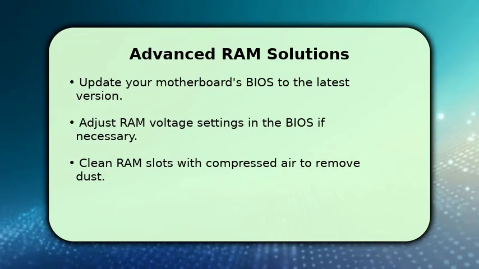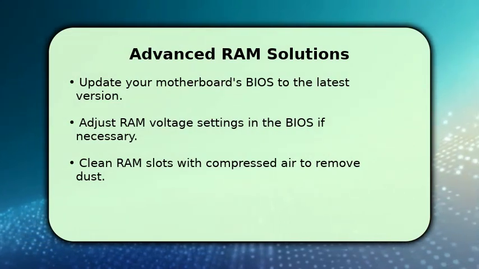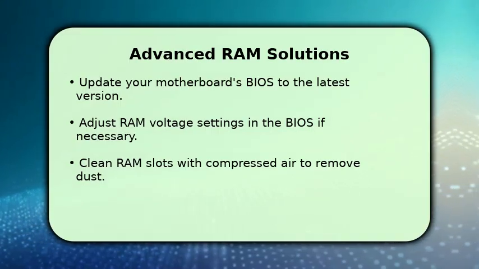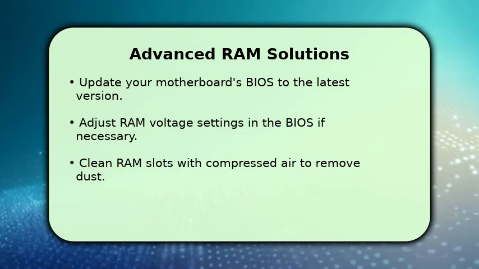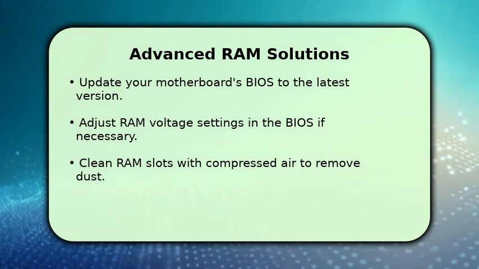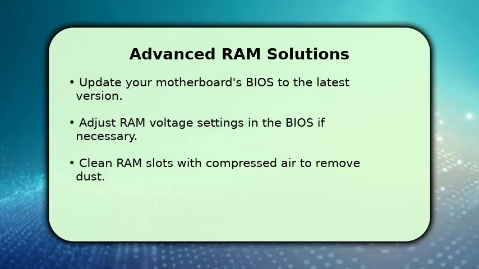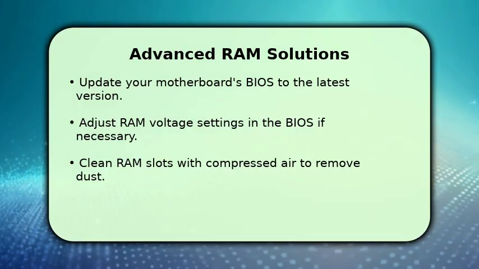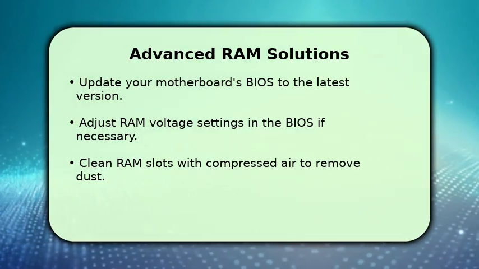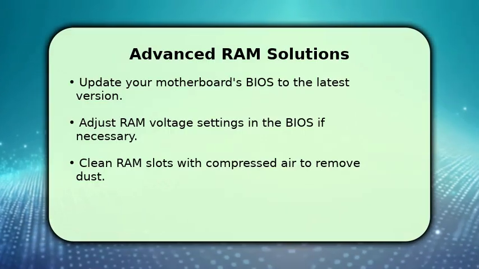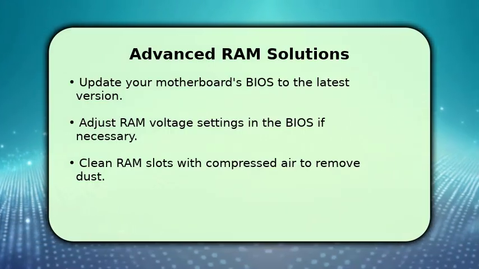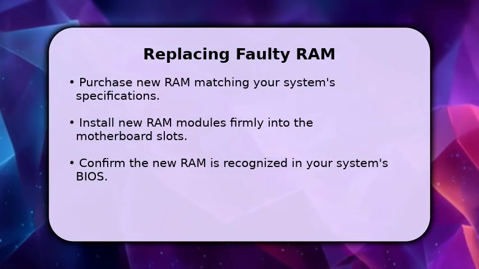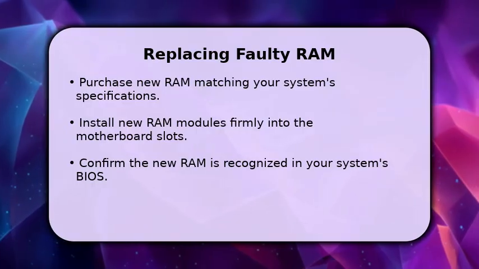For persistent issues, consider advanced solutions. Updating your motherboard's BIOS to the latest version can often resolve compatibility problems. Sometimes, slightly adjusting RAM voltage settings in the BIOS by increments of 0.05 volts can stabilize performance. Also, use compressed air to thoroughly clean your RAM slots, removing any accumulated dust or debris that might interfere with connections. If diagnostics confirm a faulty module, replacement is the next step.